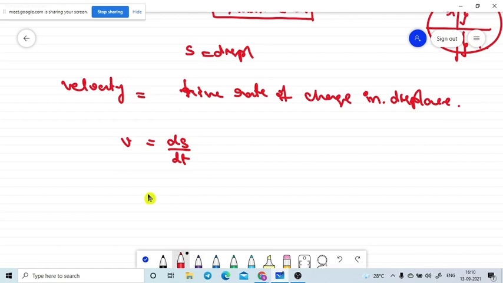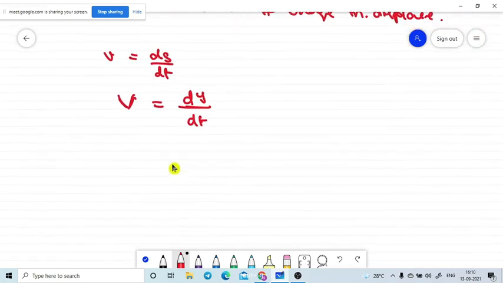In simple harmonic motion also we will use the same formula. So let me take the velocity of the particle in simple harmonic motion. In our case, we are using the displacement y, so we use dy by dt. Now if we substitute the y value, we know y is equal to R sin omega t. It is the displacement formula.